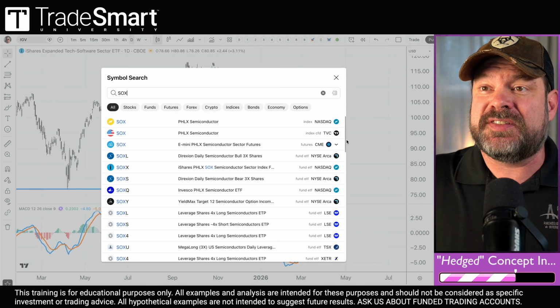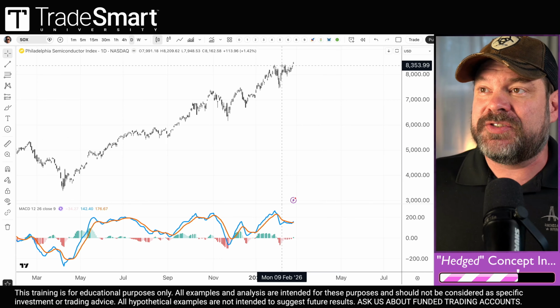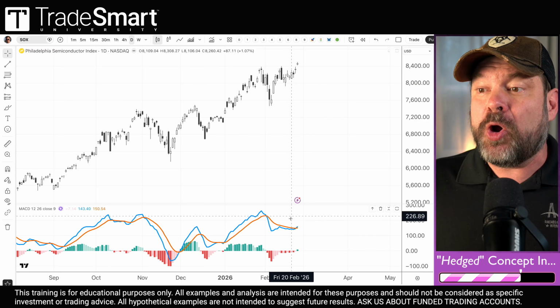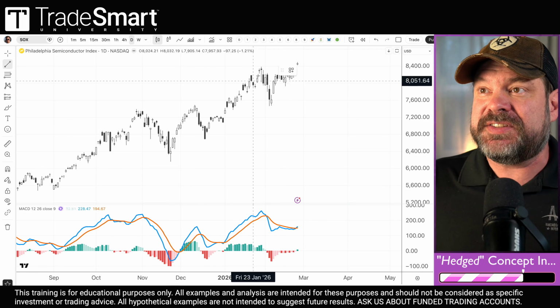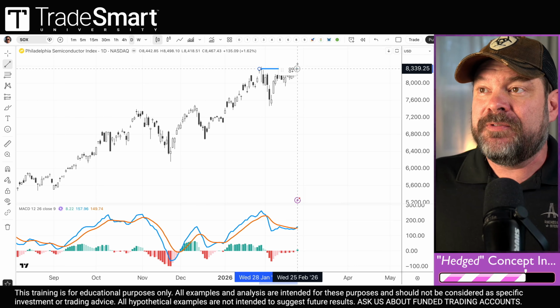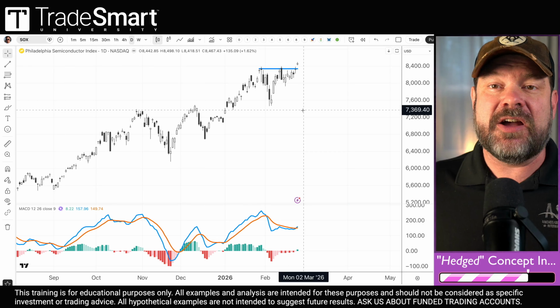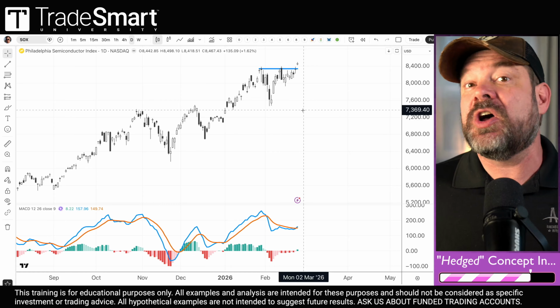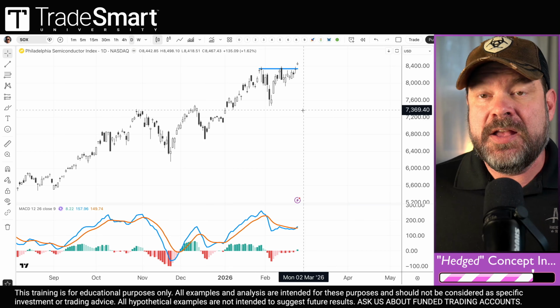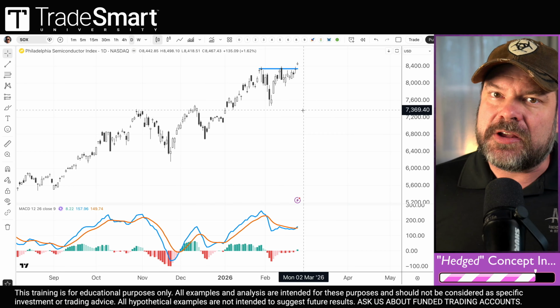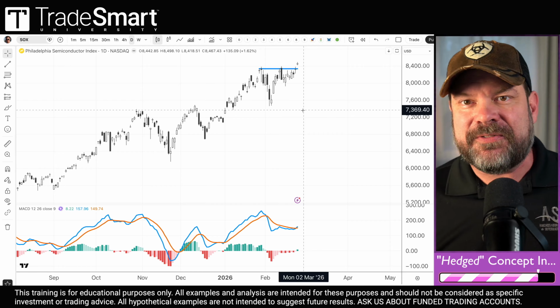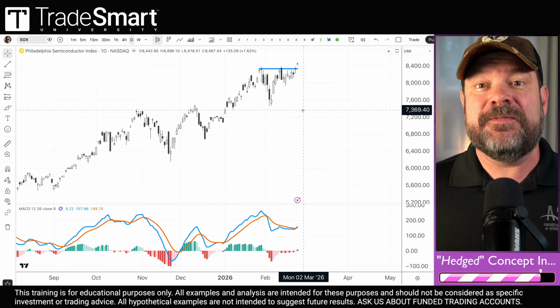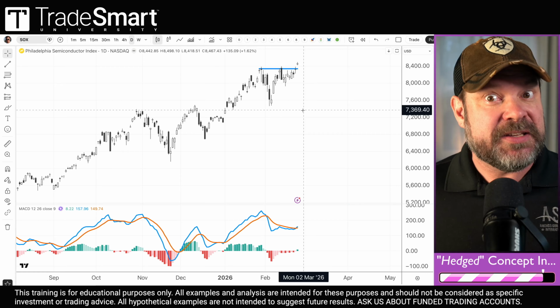But if we go over to the semiconductor friend of software, it too broke out of a recent resistance. This is good for semiconductors, and as the saying goes, as the semis go, so go the rest of the market. So is the market going to go up? Is the market going to go down? We've got seasonality. We've got bearish divergence. If it seems very confusing, it's because it's very confusing.